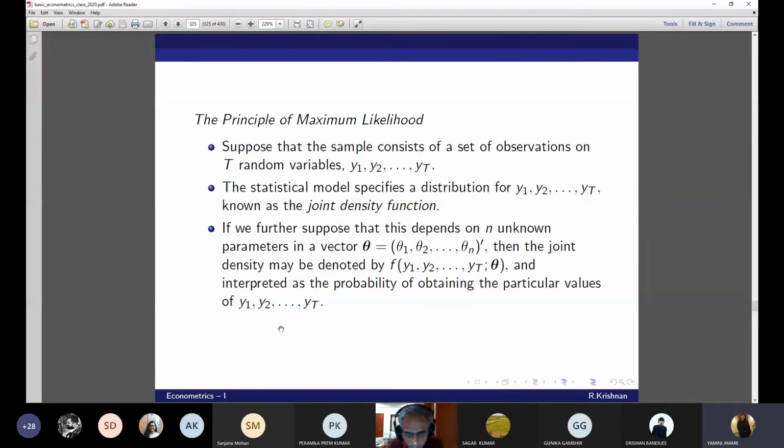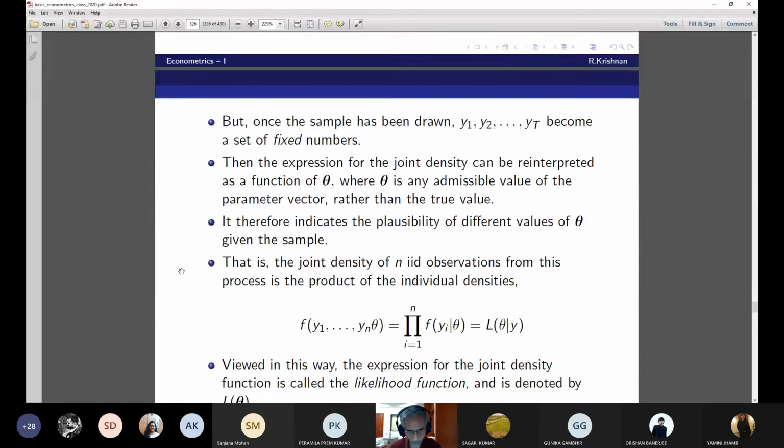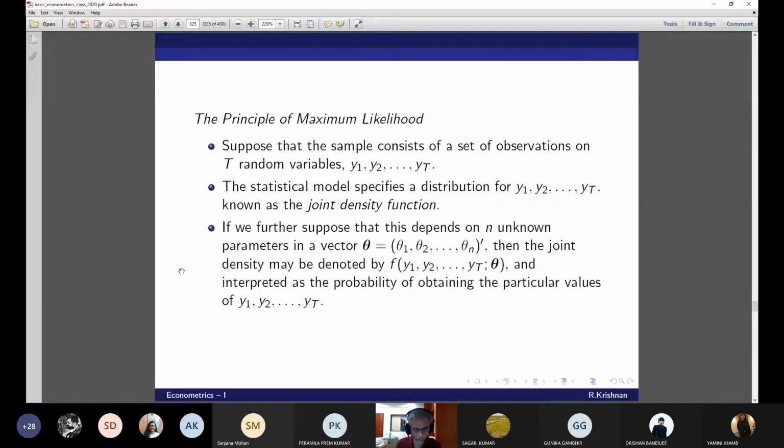But we do not know what this theta is. So somebody suggested trying it for various thetas and calculating the probability. What does the likelihood tell you? Once a sample has been drawn, y1 to yt becomes a set of fixed numbers. Then the expression of joint density can be reinterpreted as a function of theta, where theta is any admissible value of the parameter vector rather than the true value. Now here we do not know the true value, so we keep on trying various thetas and checking the probability, but where will you stop?